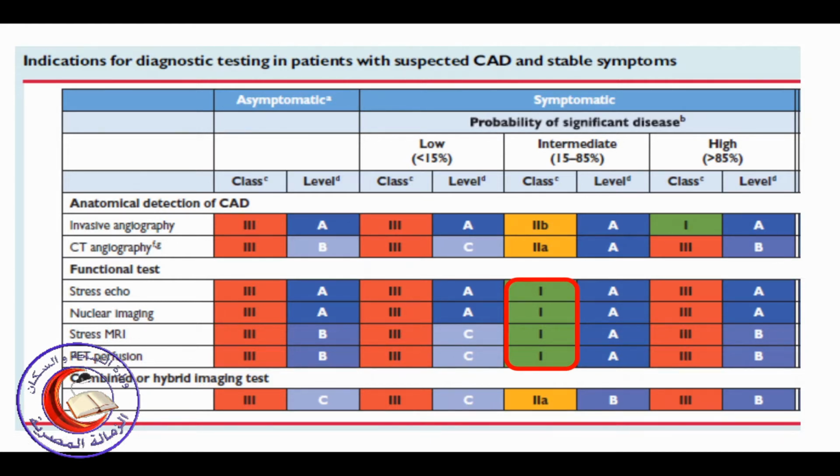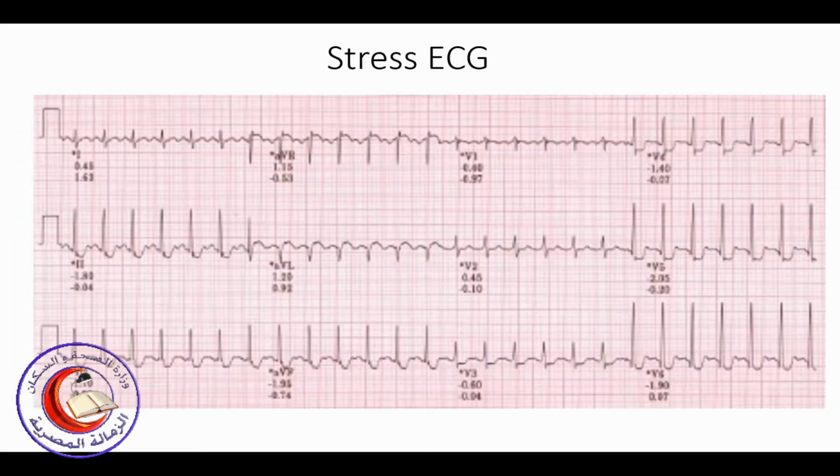So we did a stress ECG as part of the SPECT, and it showed ST depression, as you can see, mainly in the inferior and lateral leads, and it is rather significant because it's horizontal and it's more than 1 millimeter in these leads. And then we take a look at what we're going to do.